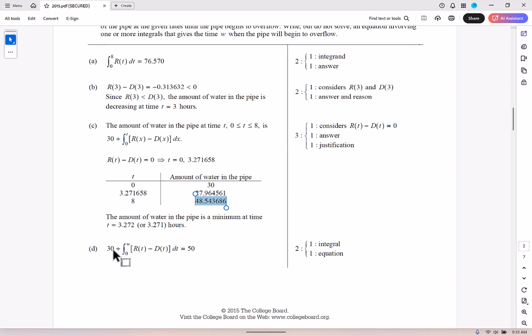All right, and then letter D. Yeah, letter D is going to look the same for everyone, pretty much, because that's how much water the pipe can hold. The only other way that I can think that it would be different is if you do 2 integrals instead of 1. Plus the integral of how much is in minus an integral of how much goes out. Other than that, they're all going to look the same.